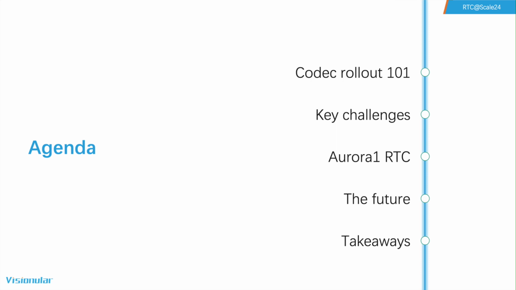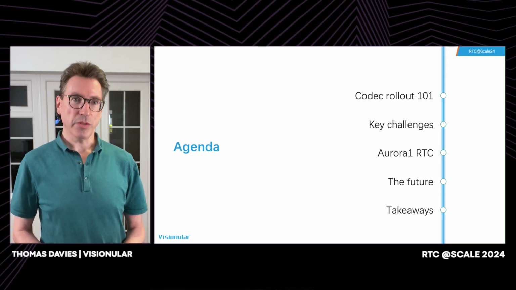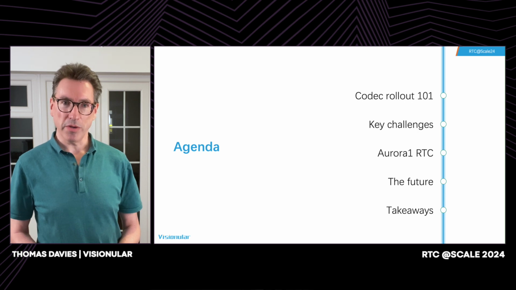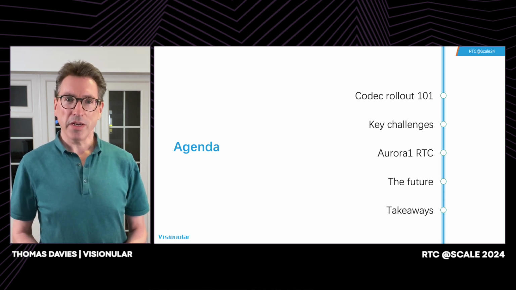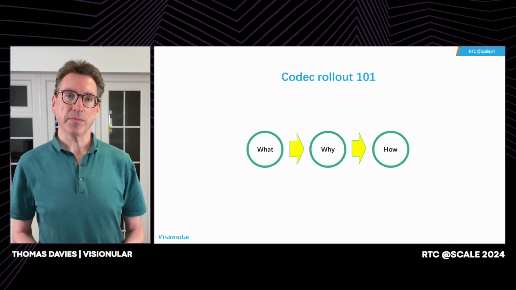So first of all, I'm going to talk about what's involved in rolling out a new codec and what requirements that imposes on an encoding solution. Then I'll talk about some of the key challenges in meeting those requirements, especially with an advanced codec like AV1. I'll talk about where we've got to with Aurora 1 RTC, and then I'll have some comments about what the future looks like, especially with ML tools and ML enhancement and ML encoding. And then I'll leave you with some takeaways.